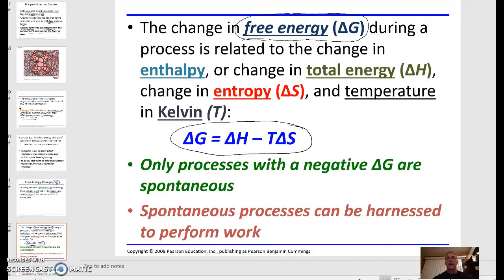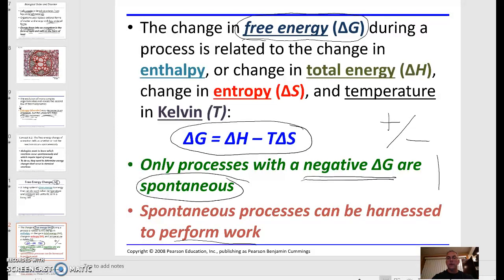When we look at any type of chemical reaction, what we're going to be looking for is whether this delta G is a positive value or a negative value. That's going to be the most important thing for us to assess, because we know that things that are negative in terms of their change in free energy are spontaneous. That means that we won't have to invest additional energy into it, and those spontaneous reactions are going to be able to do work.